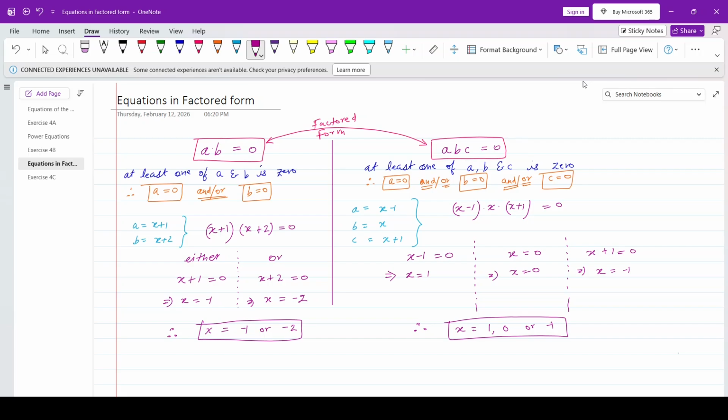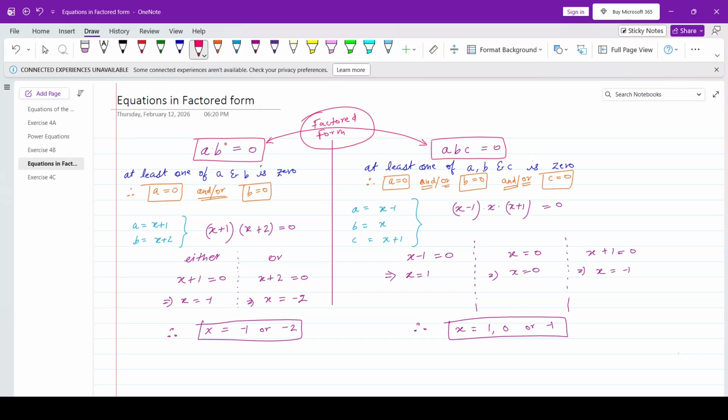Today we'll be studying equations in factored form. Whenever we have an equation where one side can be written as two or more factors, so A is a factor here, B is also a factor here, and the other side is equal to 0, that's when we have factored form. This equation is in factored form.